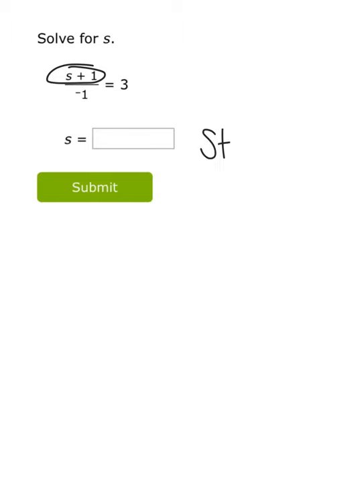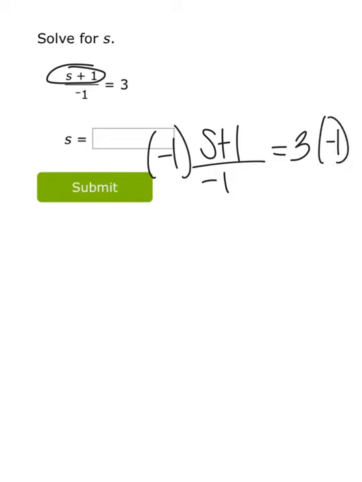Let me go ahead and rewrite this whole equation out over here. So I'm going to multiply each side by -1. So what happens on the left side is I really get like -1 divided by -1, which is just 1. So I'm left with S plus 1 equals, and then on the right side, 3 times -1 would be -3.